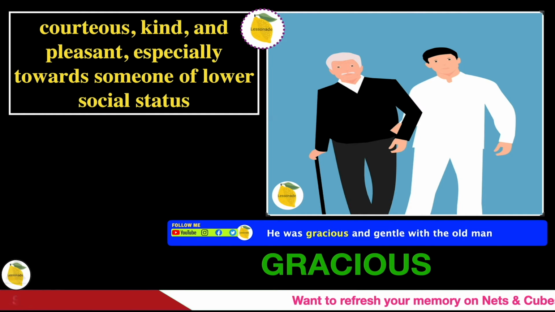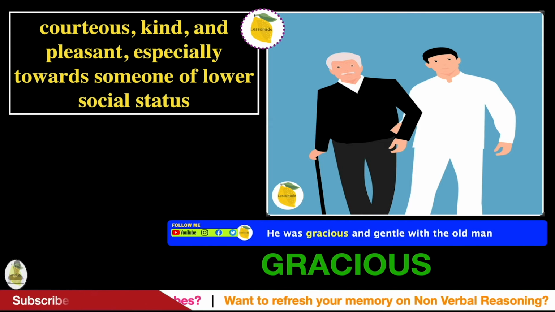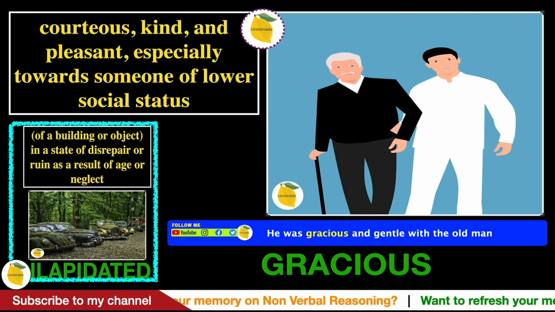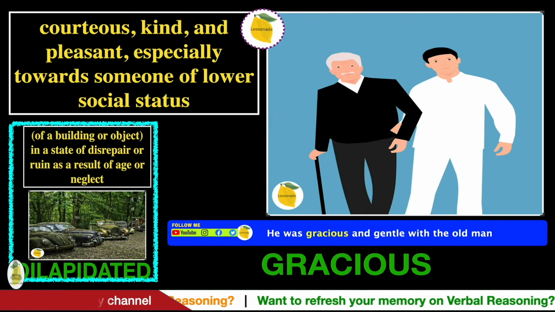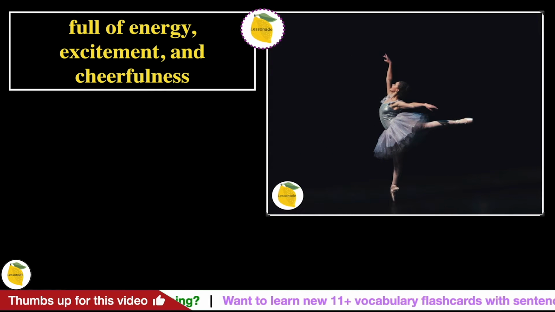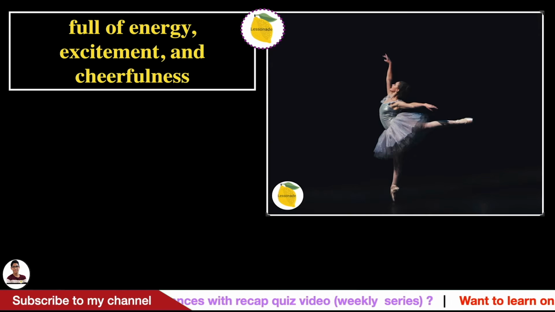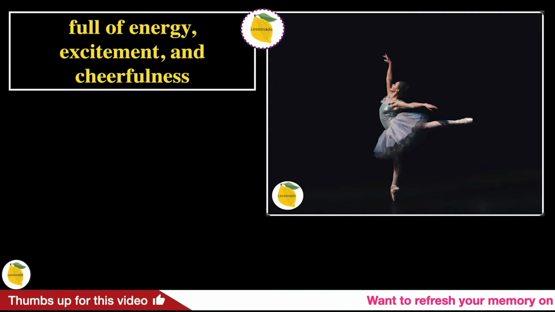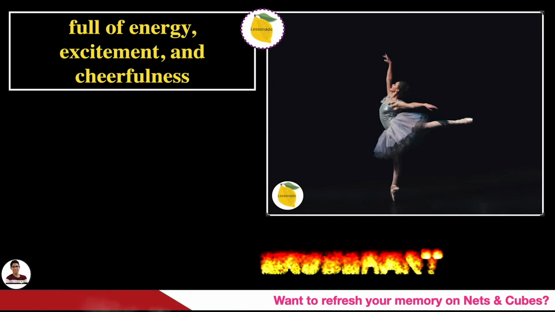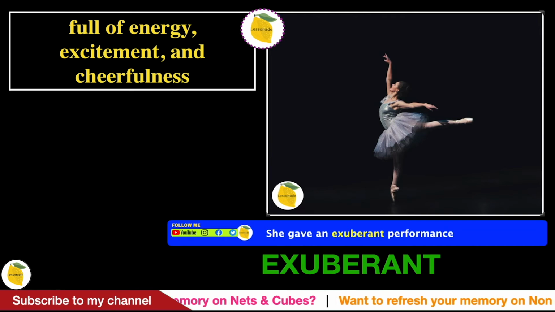So once again, before we go on to the next one, let's try to recall the previous slide, and the word we learned in the previous slide is dilapidated. Let's go on to the next one. The next one is full of energy, excitement, and cheerfulness. In this picture, we can see someone who's dancing, full of energy, excitement, and cheerfulness. And therefore, the word will be exuberant. And the sentence for this word is, she gave an exuberant performance.